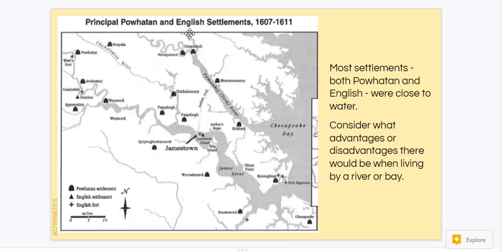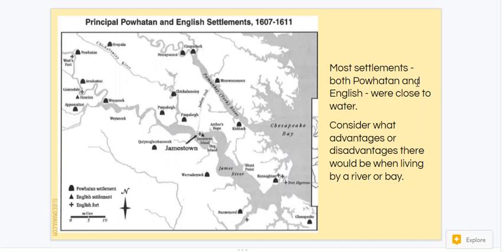We're going to take a look at some different documents and analyze them to help us answer this question. Principal Powhatan and English Settlements, 1607 through 1611. Here's our key down here that shows Powhatan Settlement, English Settlement, English Fort. And hopefully this map looks very familiar. We've talked a lot about these different parts of Virginia, Chesapeake Bay, James River, Jamestown.